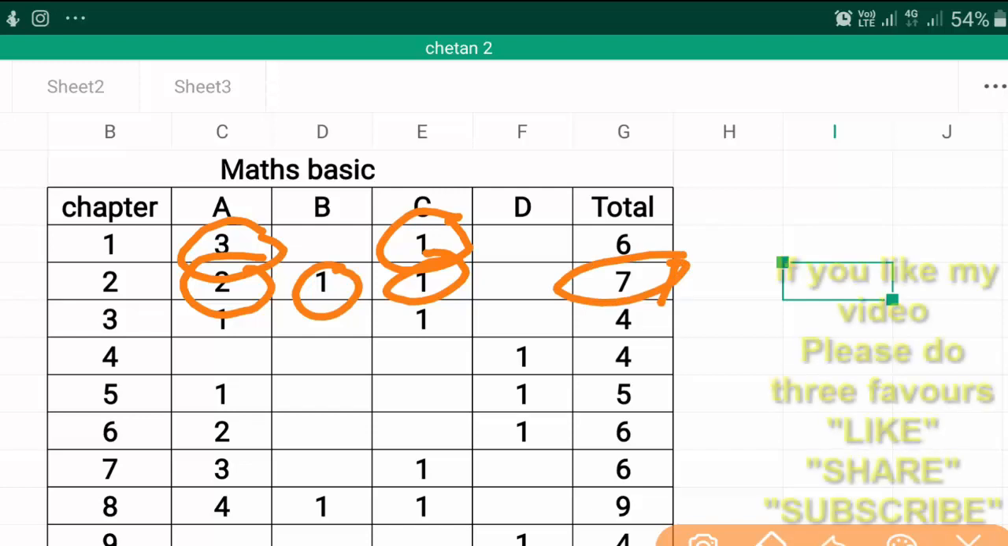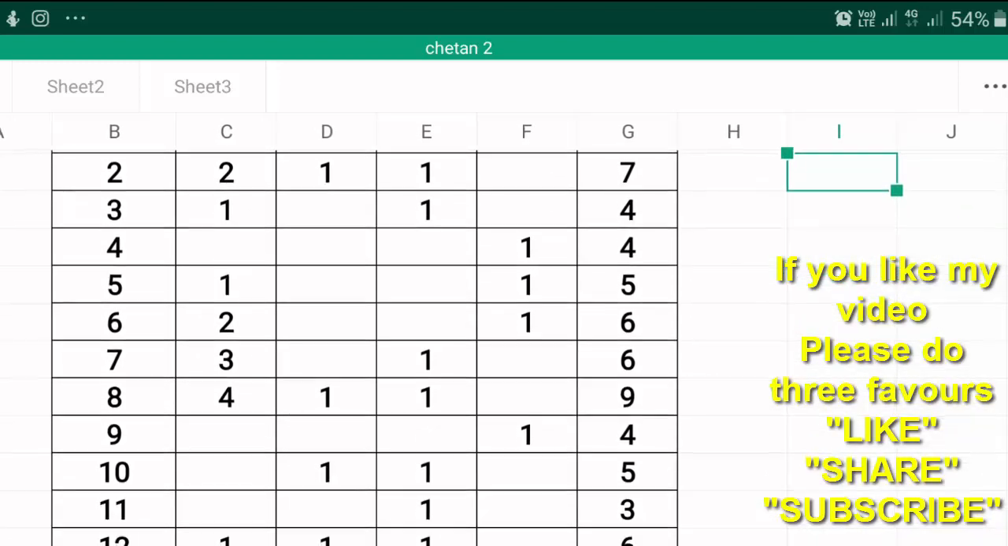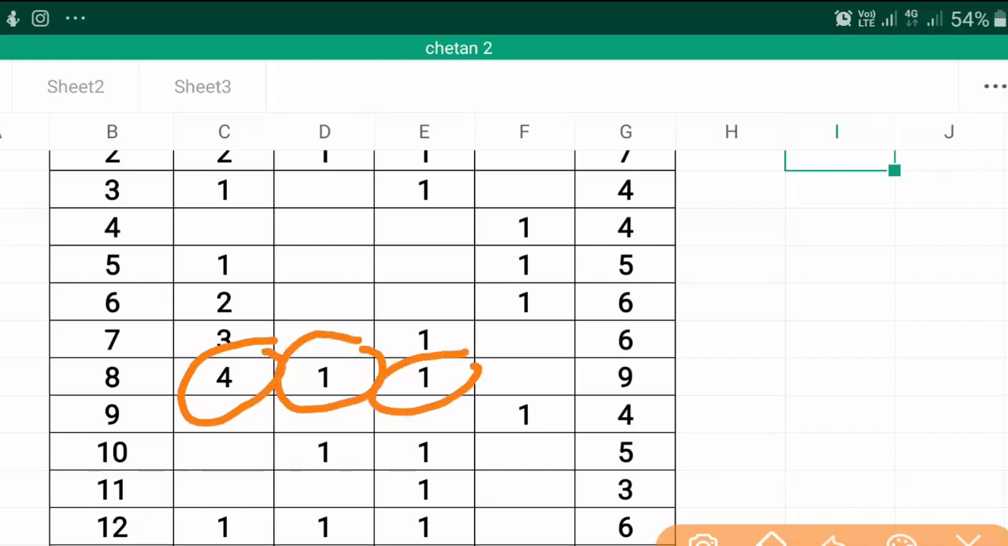This way from chapter 3, one question of 1 mark, and you can see I had bifurcated it. You can take the picture of that and see one by one all the chapters I had done here, so please look at that. From chapter 8 you can see 4 questions of 1 mark, 1 question of 2 marks, and 1 question of 3 marks, so total 9 marks from chapter 8.